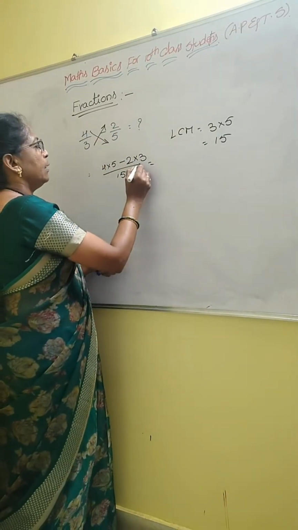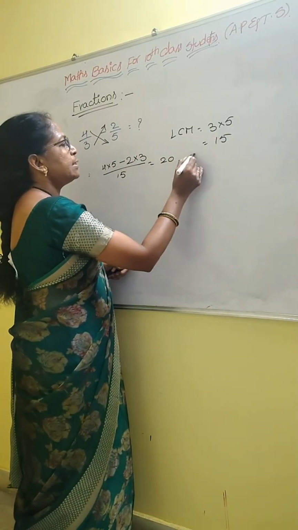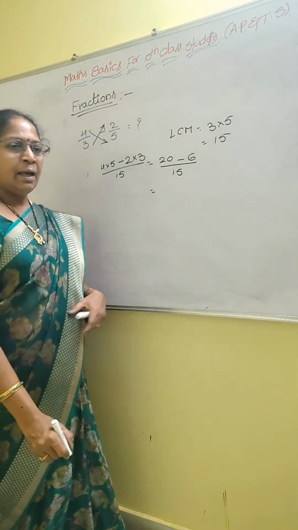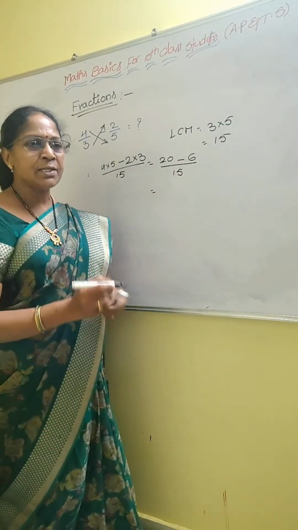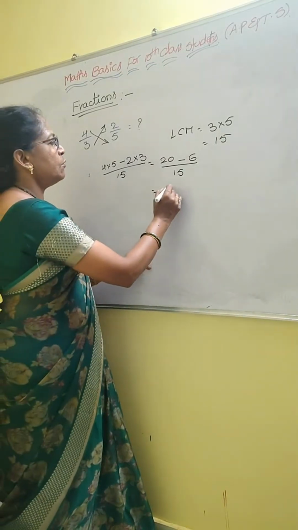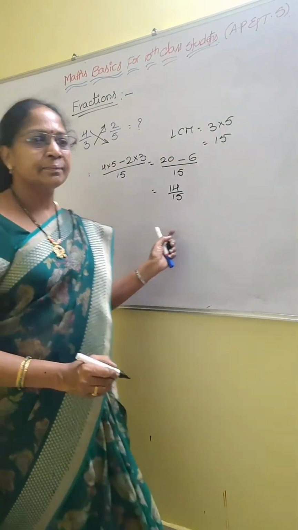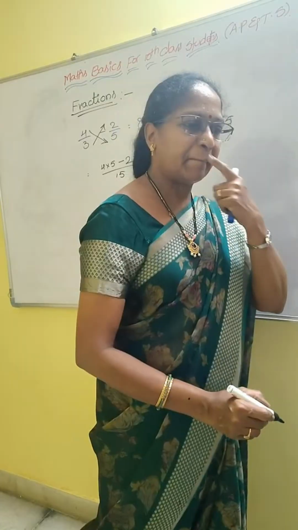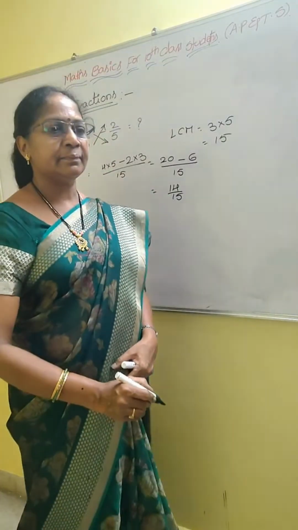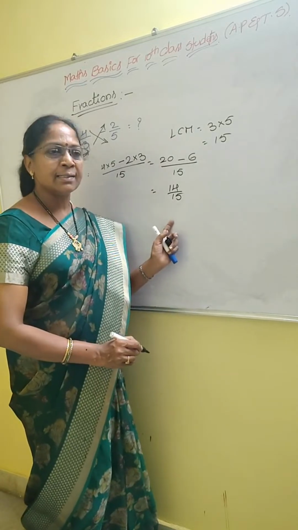2 into 3, or 3 into 4, 5 is equal to 20 minus 2 threes are 6, divided by 15. Now 20 minus 6 equal to how much? 14. So 14 divided by 15. Any doubts? Now here 14 by 15 equal to, this is the answer.